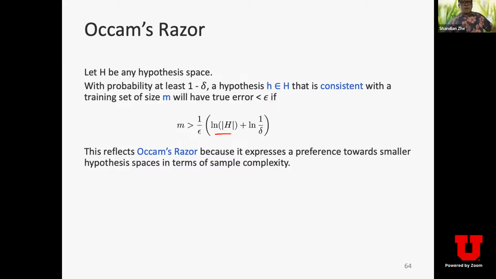But here, the middle term inside reflects Occam's razor principle, right? If your two hypothesis choices can give you the same level of epsilon and delta, then using a smaller hypothesis space can decrease the number of training examples you need. And if you can decrease the number of training examples, you save your cost.